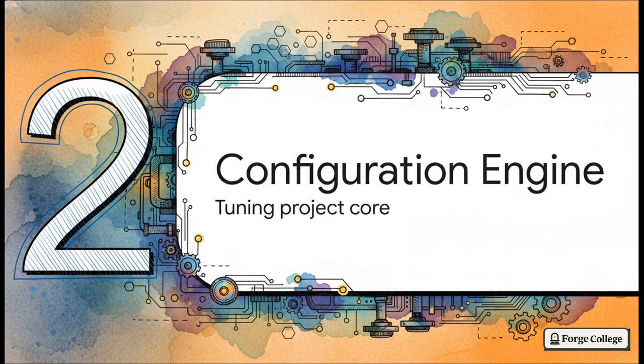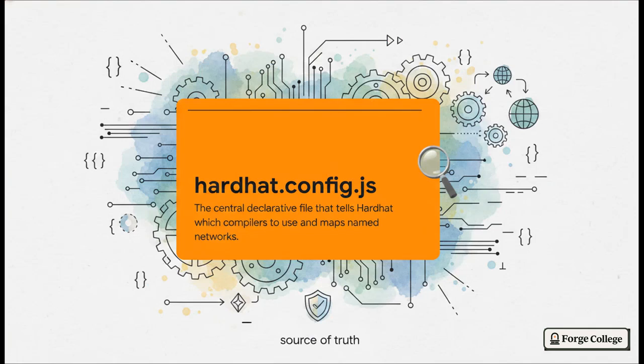Moving right along to Section 2, the configuration engine, tuning the core of your project. Let's zoom in on the literal engine of your workspace, the exact place where your compilation rules and network behaviors are firmly declared. We are talking about hardhat.config.js. You can think of this file as the bossy manager of your project. It dictates the exact Solidity compiler version you're going to use, it loads up all your essential plugins, and it carefully maps out your network connections.